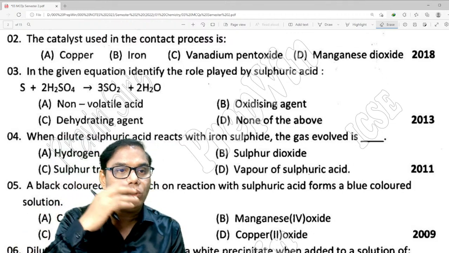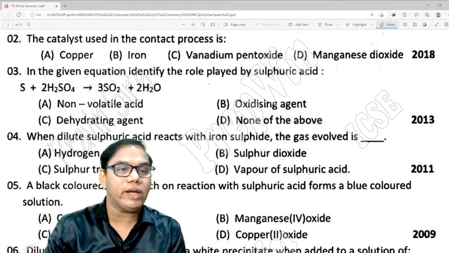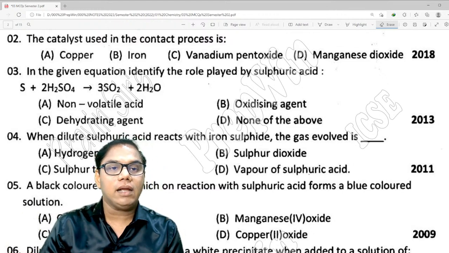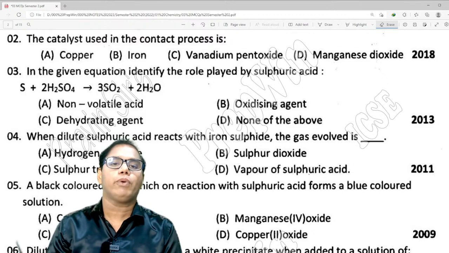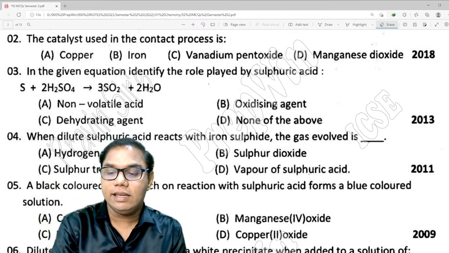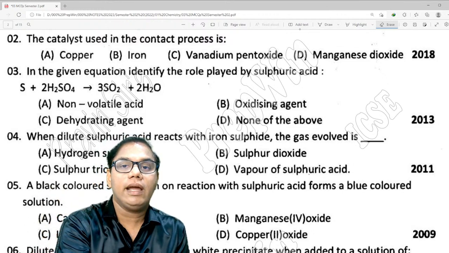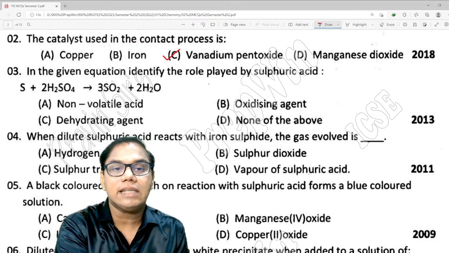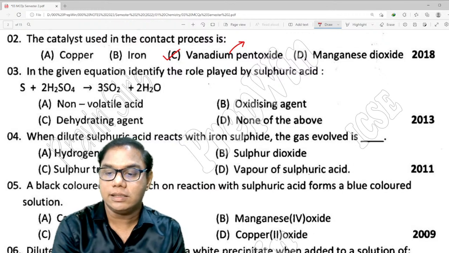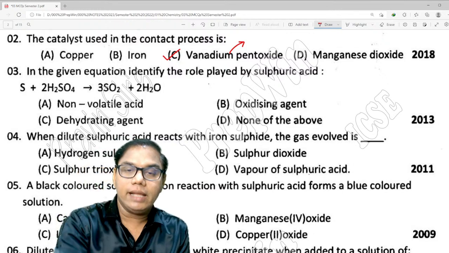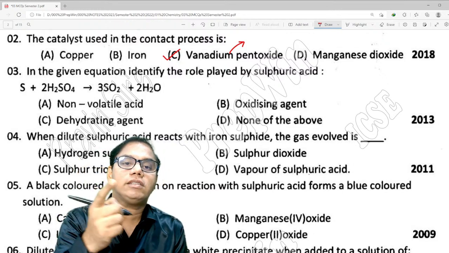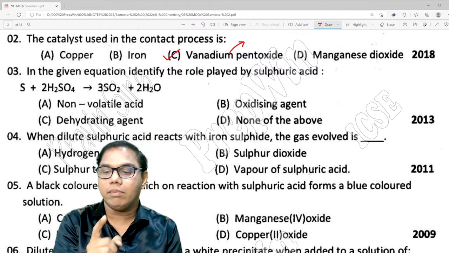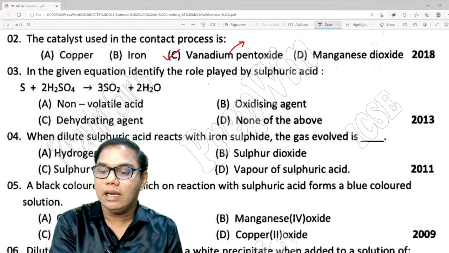Let's go to the next question. Question number 2. The catalyst used in the contact process is definitely an easy answer. The catalyst used is vanadium pentoxide. There is another option for this catalyst. Can you type that name in the chat box? The preferred one is vanadium pentoxide because it is cheap and easily available.